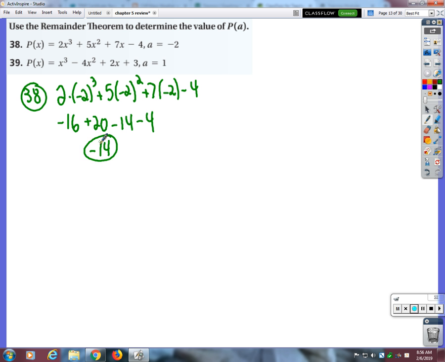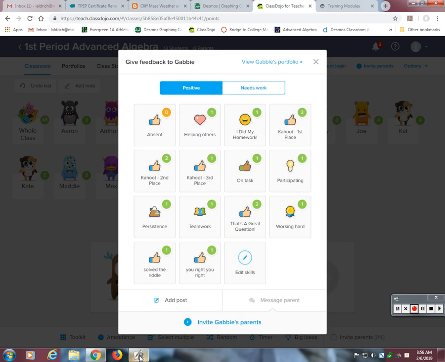The final answer. Okay, which is what you would get as your last thing if you did that using synthetic division instead.